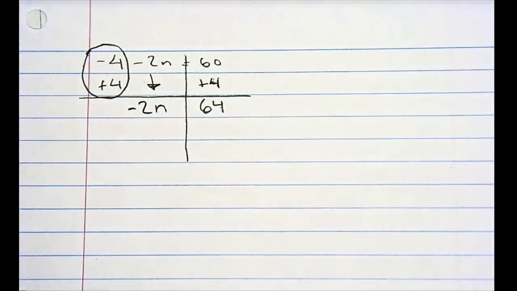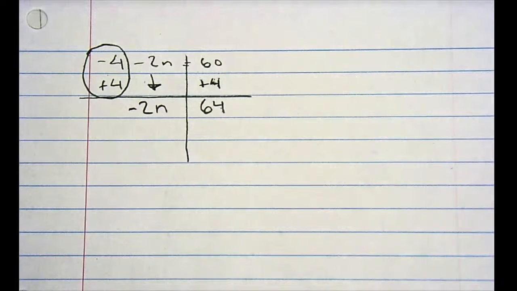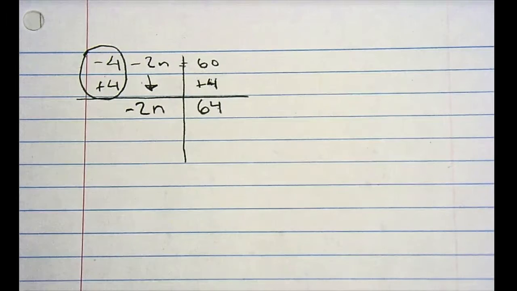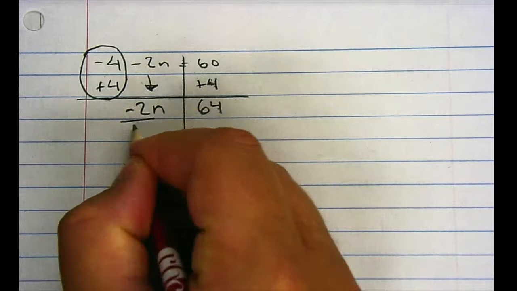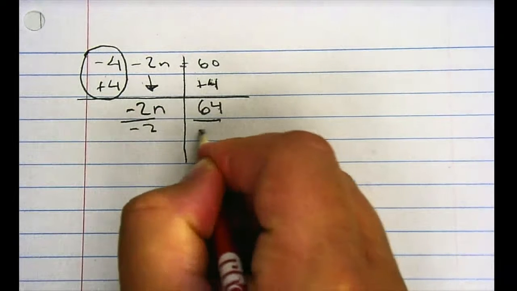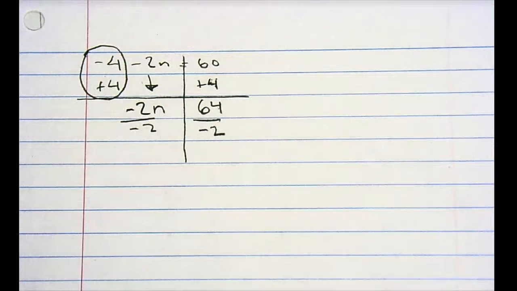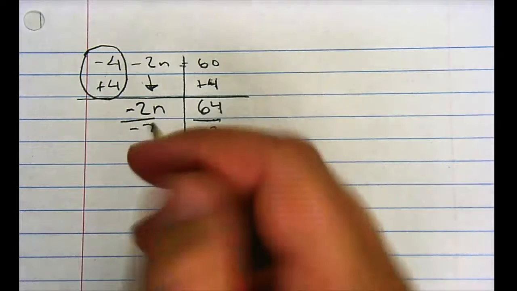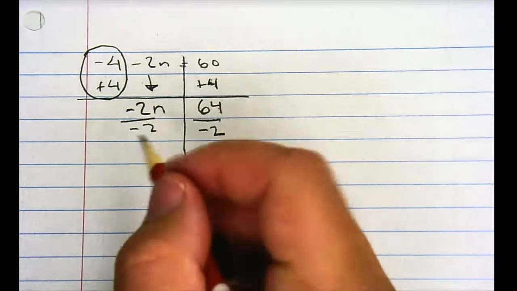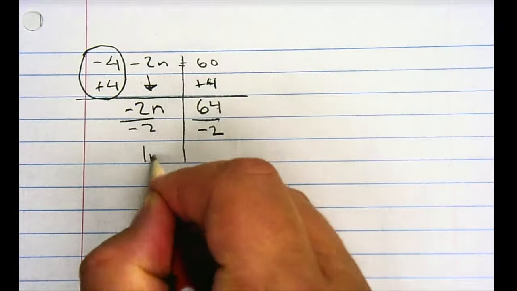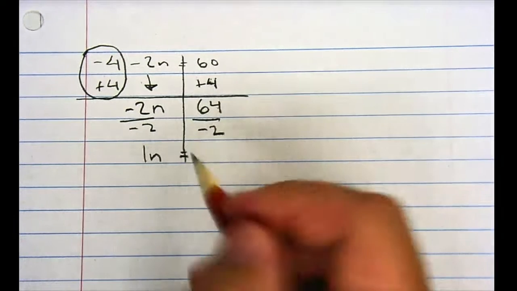The next step, now I've got to get rid of what's connected to the n. What's connected to the n is that I'm multiplying it by negative 2. The opposite of multiplying by negative 2 is dividing by negative 2. So I'm going to divide both sides by negative 2 to make sure it stays balanced. Negative 2 divided by negative 2 is just 1. So I have 1n, or a lot of times you just put that down as n.